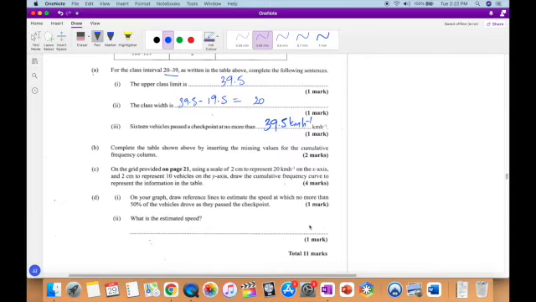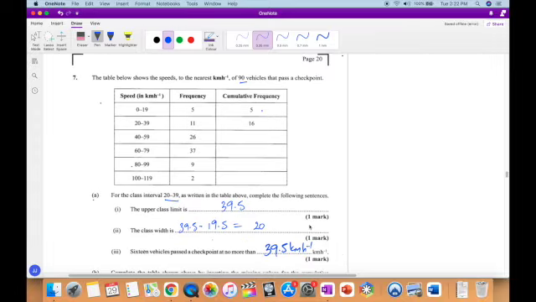Complete the table shown above by inserting the missing values for the cumulative frequency column. So 11 plus 5 is 16, 26 plus 16 is 42, 42 plus 37 is 79, 79 plus 9 is 88, and 88 plus 2 gives us the full 90, right?